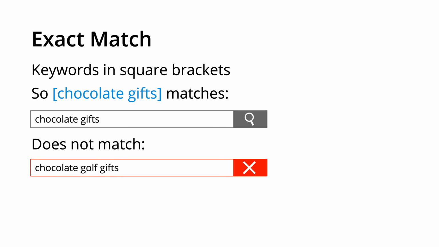Then there is exact match. This is where we place our keyword inside square brackets. This will then match the keyword exactly. So chocolate gifts in square brackets will match chocolate gifts, but not chocolate golf gifts.